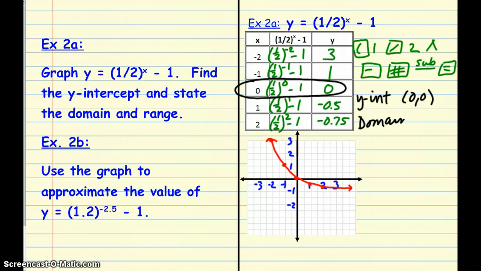And let's talk about the domain. There aren't any restrictions here on what x value we can type in, so we're going to say the domain is all real numbers.